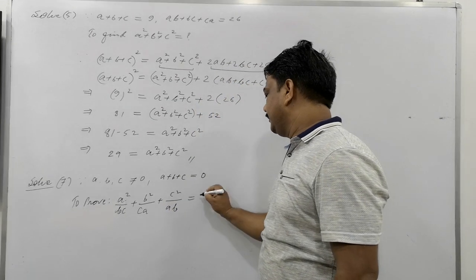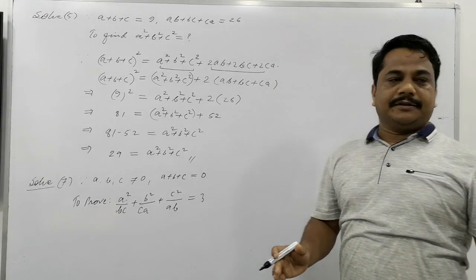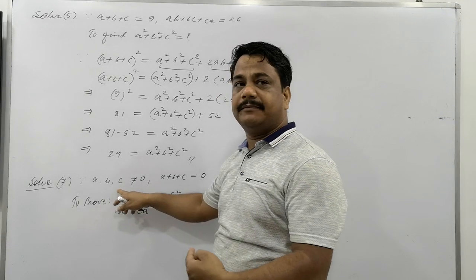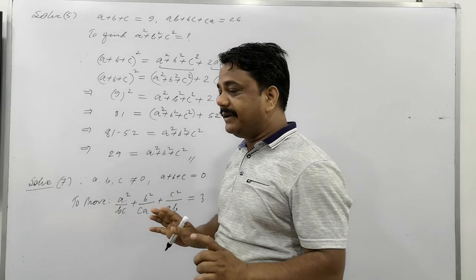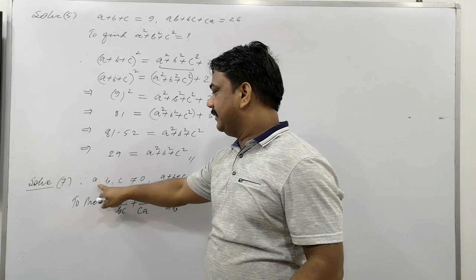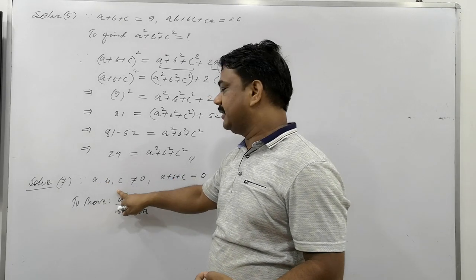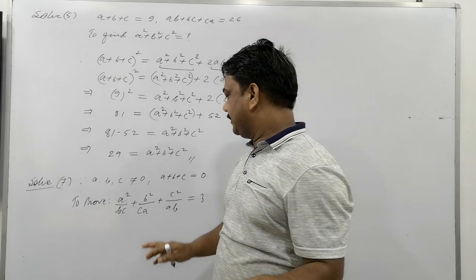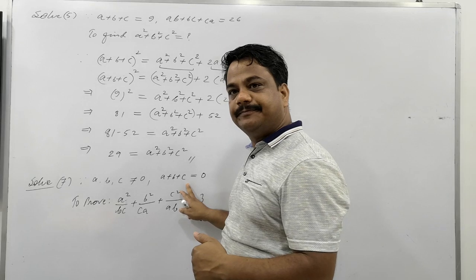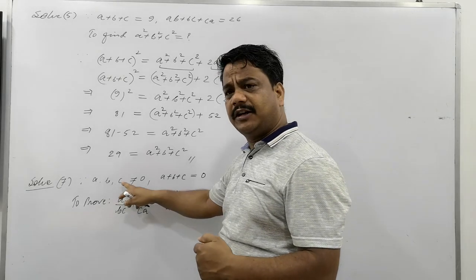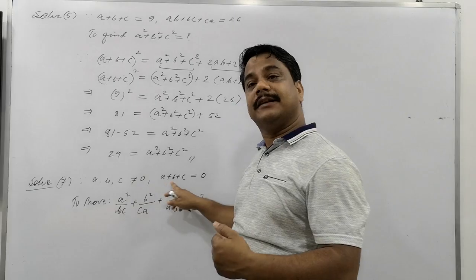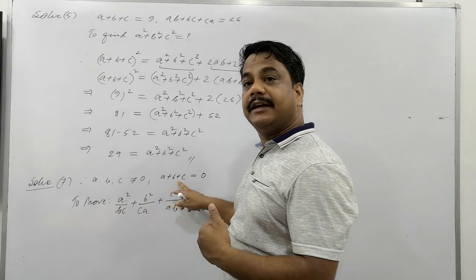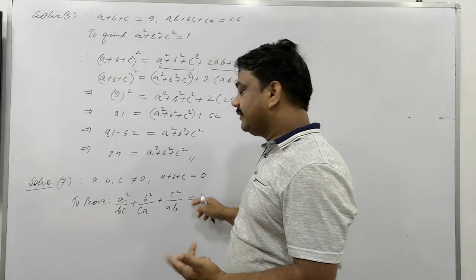3 or 1? 3. Look here, the thinking process. What the questioner is saying here, a, b, c are not equal to 0 means none of them can be equal to 0. Means a cannot be 0, b cannot be 0, and c cannot be 0. Means they all are non-zero numbers. Using this concept, also their sum is giving 0 here. Is it possible that three numbers are non-zero and their sum is 0? Yes, of course. a plus b can be equal to minus c. Obviously this can give you 0.